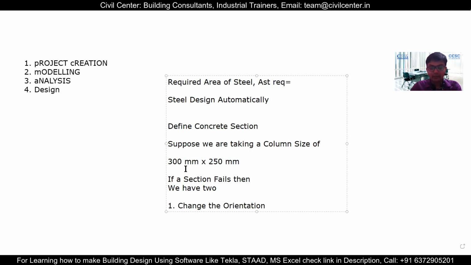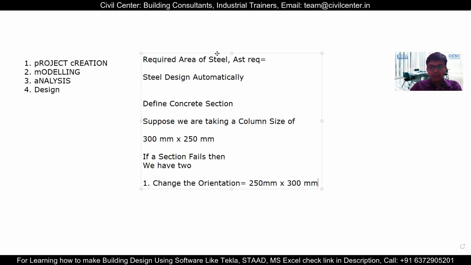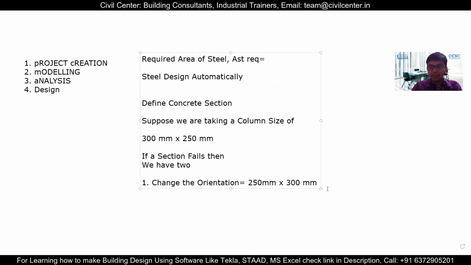Suppose we have a column size of 350 by 250. If we do not change the size and just change the orientation, it will be 250 mm into 350 mm. So what we have done here is changed the orientation without changing the size. This also affects, in some cases, the moments and the loads on the column, which vary if we change the orientation. So this can be done.